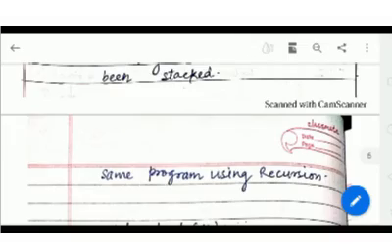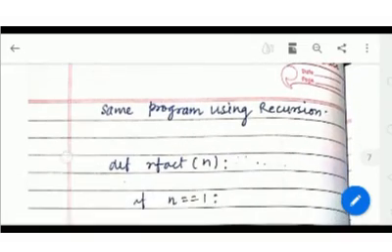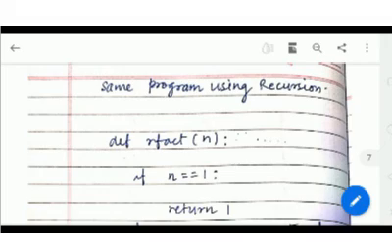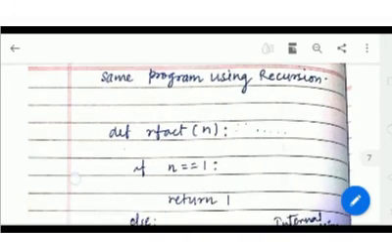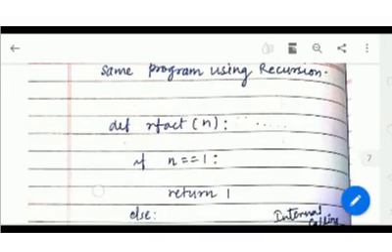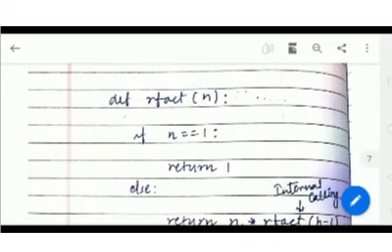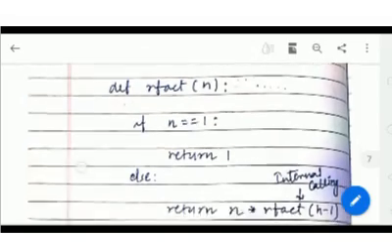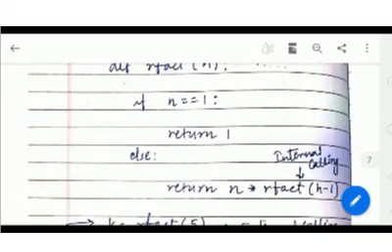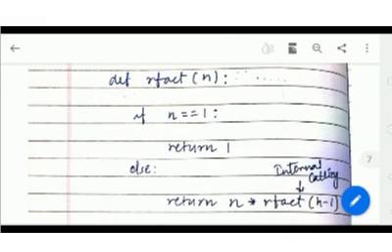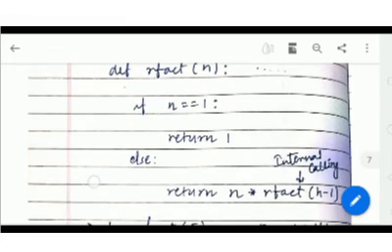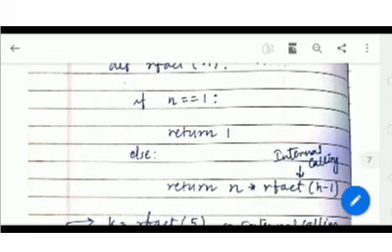I'll make you understand this in this example. The same program, the factorial program, that we are doing using recursion. Here the function name I have written is rfact, because I am demonstrating recursive factorial. Now this is very important, you have to understand it properly. We have a function rfact, and I have written: if n is equal to 1, return 1, else return n into rfact of n minus 1.